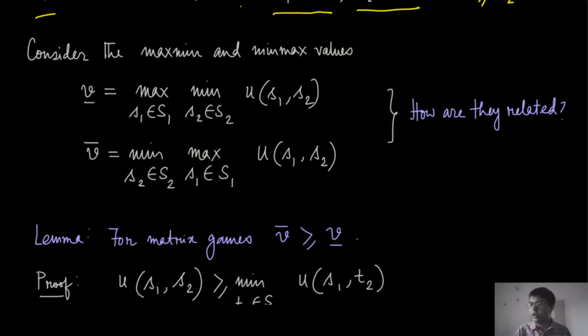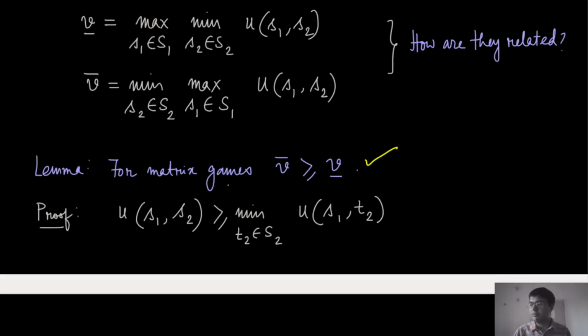So by V lower bar, we are going to define the max min value of this matrix, and with V upper bar, we are defining the min max value. Now we are going to ask how they are related to each other, and this lemma is essentially telling that the max min value can be at most the min max value. Again, the proof is just by using the definitions carefully.